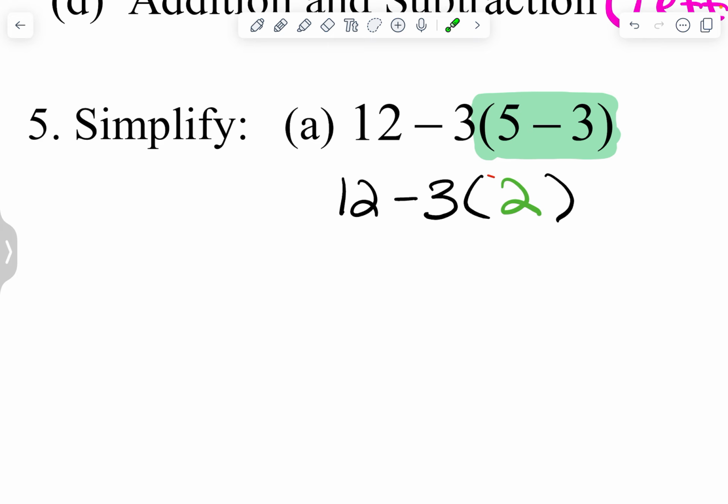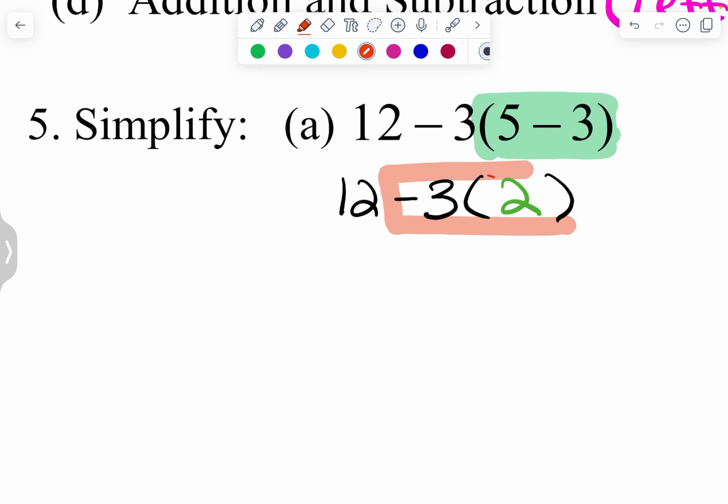What's left? Well, I have subtraction here, and I have parentheses here, which mean to multiply. So let's do some multiplication. So that's going to be this part. And yes, I'm grabbing the sign in front of the 3. So that's going to be 12 here.